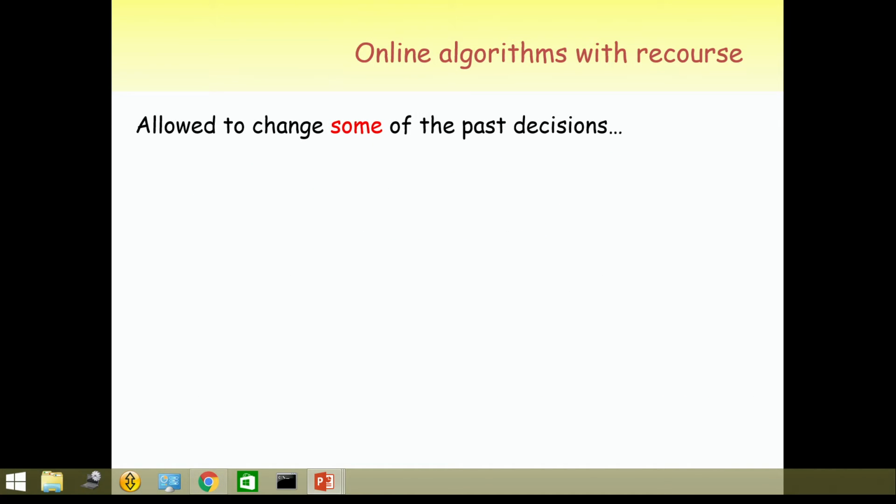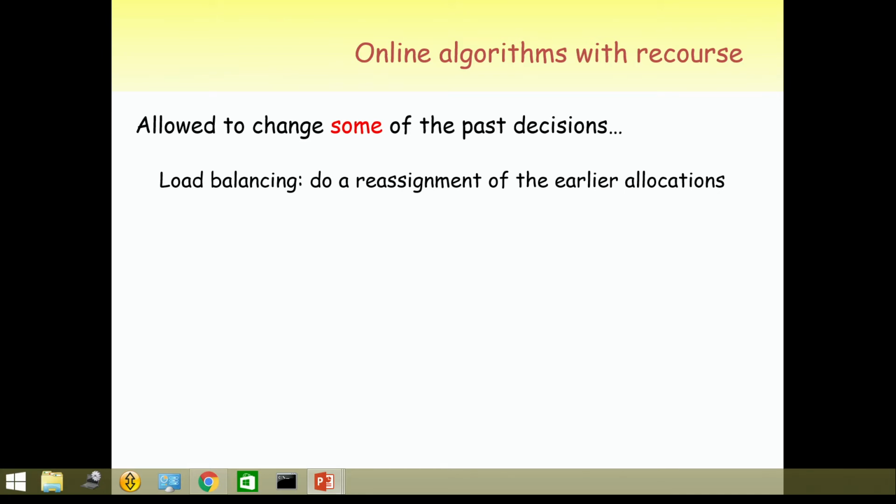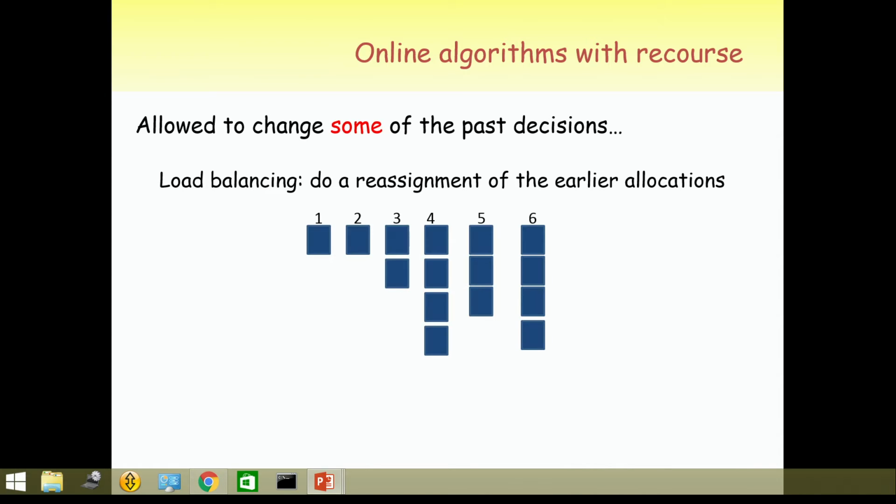So this is the idea I want to explore: let's say I'm allowed to change some of the past decisions. For example, in load balancing, if you have done the assignment of jobs, I'll allow you to reassign some of the jobs. Suppose these are the 6 machines, and this is the current assignment of jobs. Then a new job arrives, and let's say it goes to some machine, but then I'll perhaps move around some other jobs also, so that the overall load remains balanced. Okay, maybe it will help.